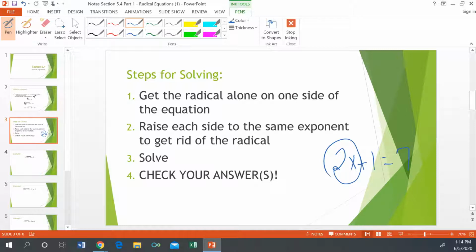In order to get rid of a root, like how do you get rid of a square root? You square both sides. How do I get rid of a cube root? We cube both sides. So raise both sides to the same exponent, solve, and then the last piece is you have to check your answers, because under the radical can never be a negative number. I know we talked about i's, but in the scenario we're solving, we can't have a negative number.